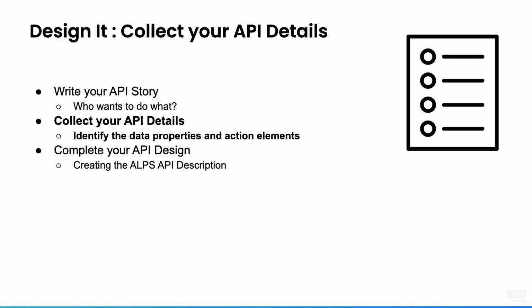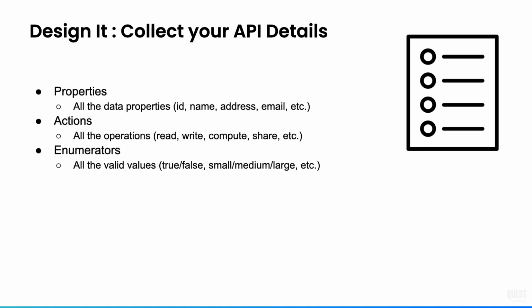All right, we're on to the next step. We've got a story document. Now we need to collect up all the details that are kind of hidden inside that story. We're going to identify all the data properties and action elements that we're going to need to mark up and deal with in our API.